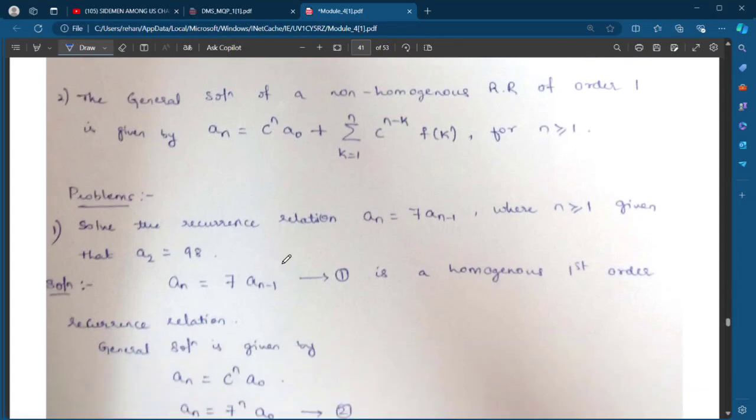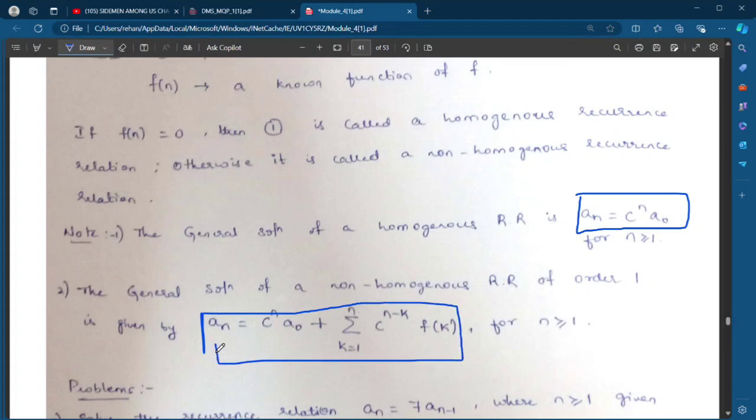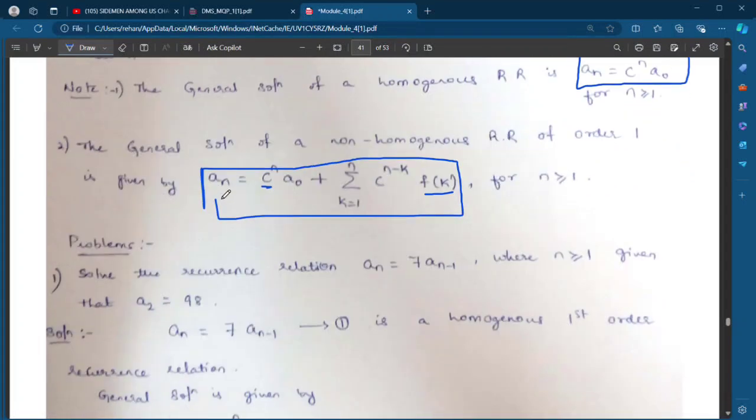The general solution for a homogeneous recurrence relation is a_n = c^n a_0. You substitute n = 1, 2, 3, and so on, going up to n, and you find the solution. Whereas if it is non-homogeneous, then you will use this formula, where k takes values 1 to n, and f(k) is already given in the question.